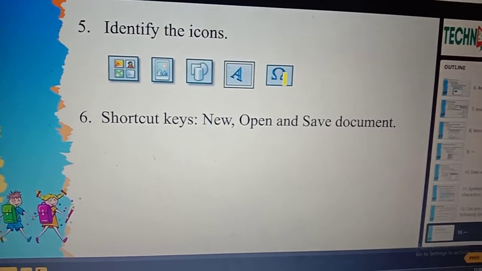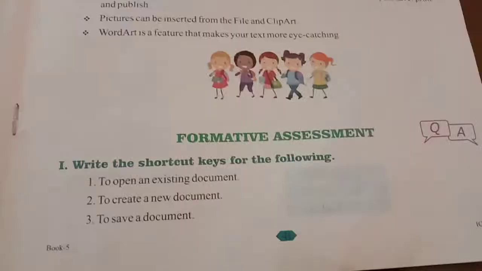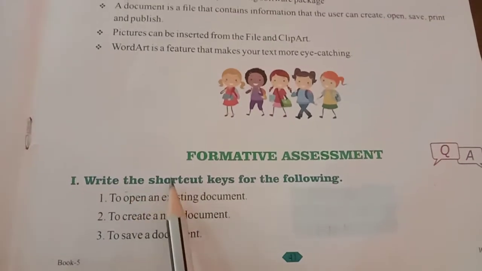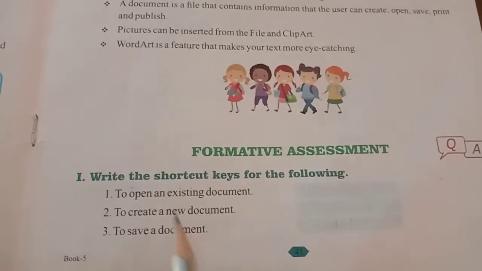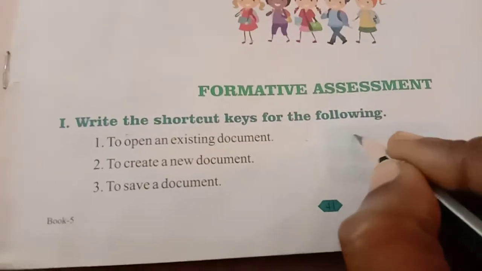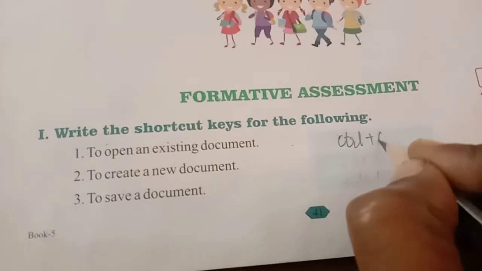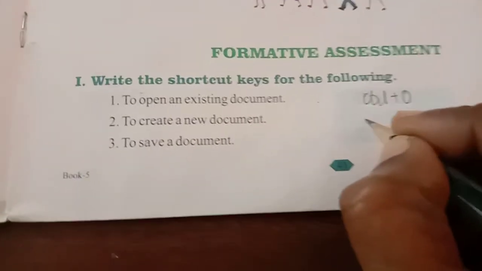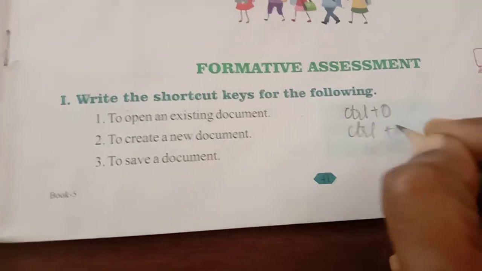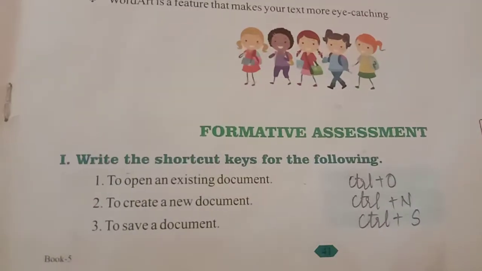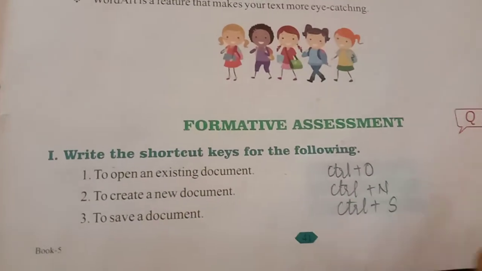Now we are moving to our exercise part. I request everyone to open page number 41. First main, write the shortcut keys for the following. To open an existing document, we need to press Ctrl+O. To create a new document, press Ctrl+N. To save a document, press Ctrl+S. Okay, I request everyone to copy the same in your textbook.